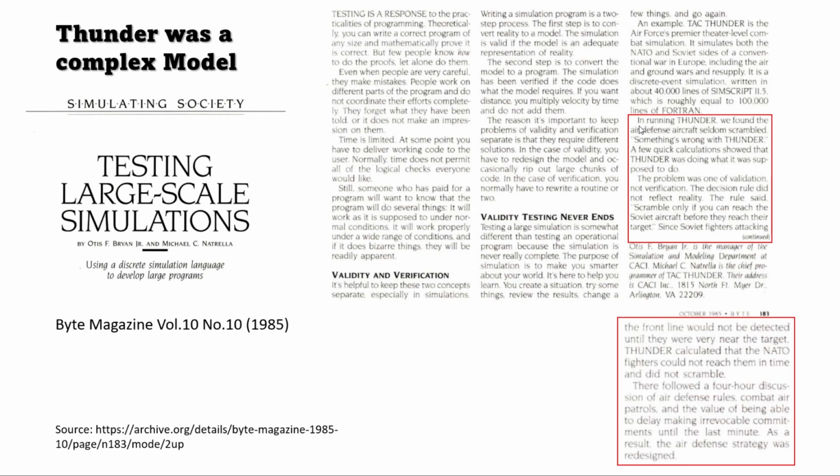For example, I read: in running Thunder we found that the air defense aircraft seldom scrambled. Something's wrong with Thunder. A few quick calculations showed that Thunder was doing what it's supposed to do. The problem was one of validation, not verification. The decision rule did not reflect reality. The rule said scramble only if you can reach the Soviet aircraft before they reach their target. Since Soviet fighters attacking the front line would not be detected until they were very near the target, Thunder calculated that the NATO fighters could not reach them in time and did not scramble.